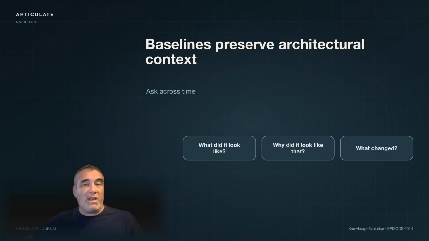And because the underlying claims, evidence, and decisions remain connected, we can ask more than, what did the architecture look like? We can also ask, why did it look like that? Or what changed between these baselines? That's much closer to how I want Articulate to understand architectural change.